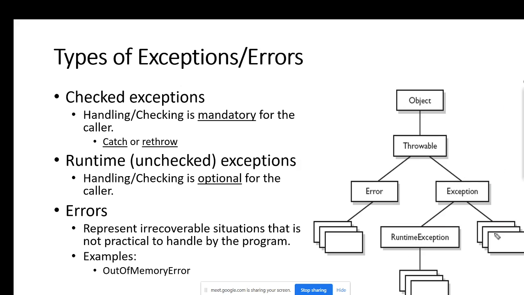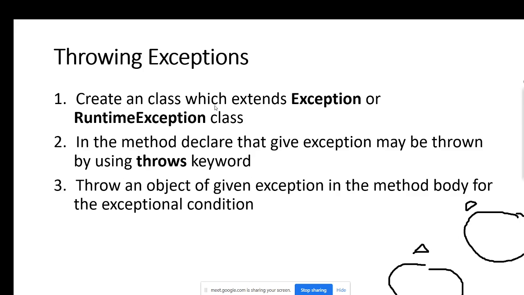If we want to create our own checked exception, we will be creating a subclass of the Exception class. If we want to create a runtime or unchecked exception, we will be creating a subclass of the RuntimeException class. So it's very straightforward. Usually we are not interested in creating subclasses of Error. Therefore the first task is to create a class which extends from the Exception or RuntimeException class.